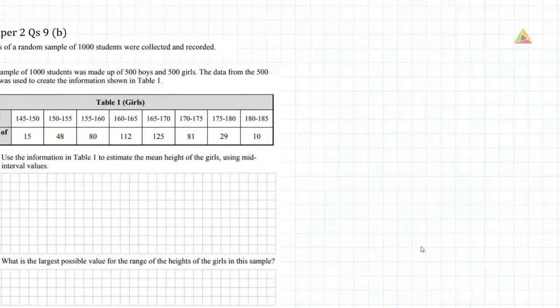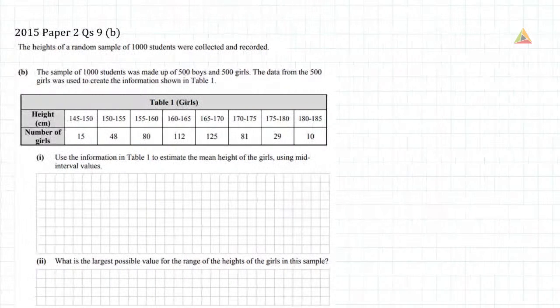Right, so we want to look at this question and we'll just get it to fit onto the screen for us. Okay, so the sample of 1,000 students was made up of 500 boys and 500 girls. The data from the 500 girls was used to create the information shown in this table, table number 1. So it says use the information in table 1 to estimate the mean height of the girls using mid-interval values.